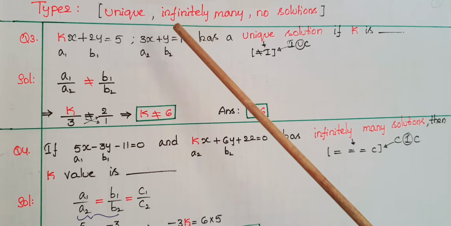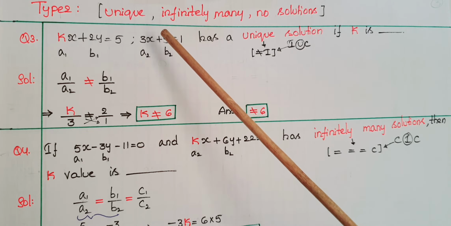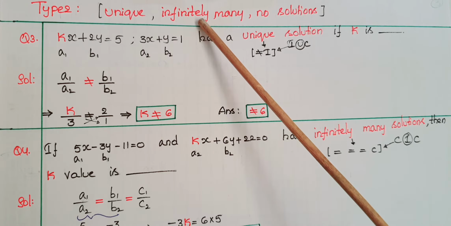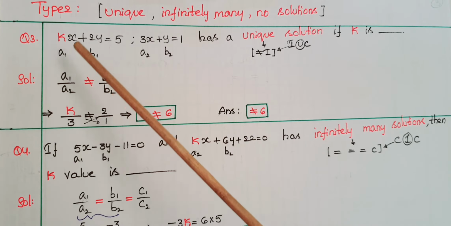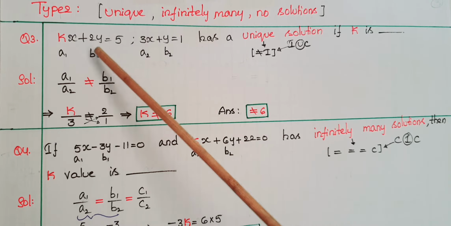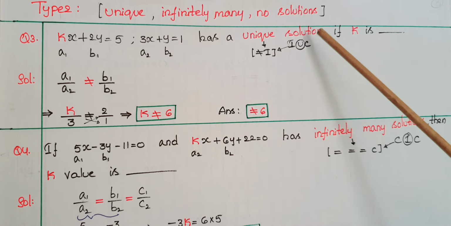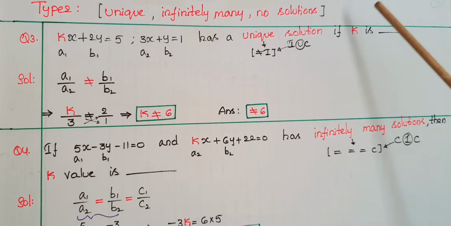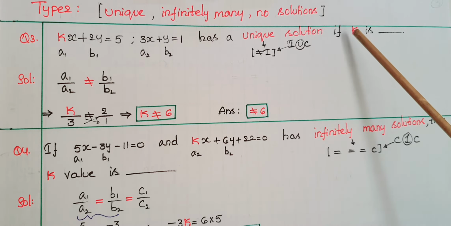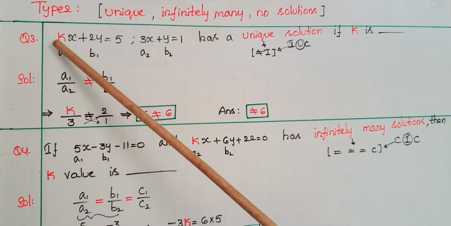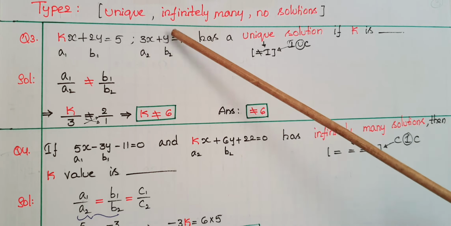Next, type 2. In this type, we have to find the k value if the pair of linear equations have unique or infinitely many solutions or no solutions. So the examples here: the first one is kx plus 2y is equal to 5 and 3x plus y is equal to 1 has a unique solution if k is dash. So here the pair of linear equations has a unique solution and we have to find k value. Here a1 is k, b1 is 2 and a2 is 3 and b2 is 1.